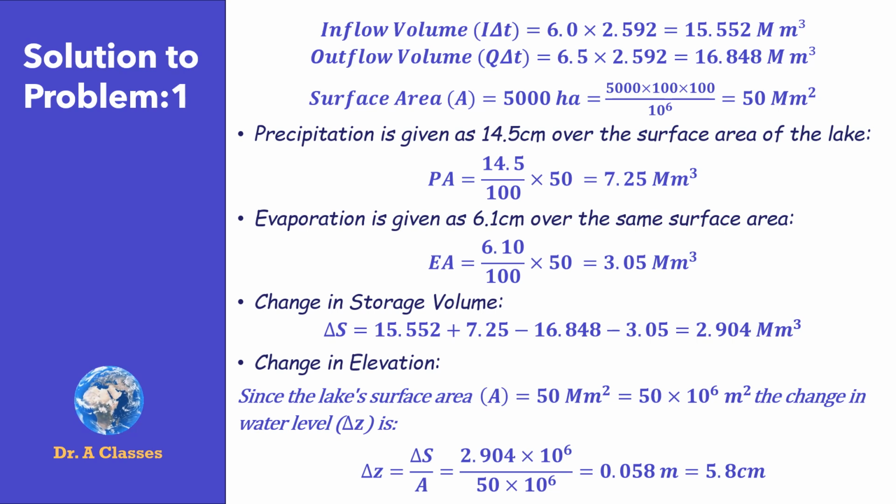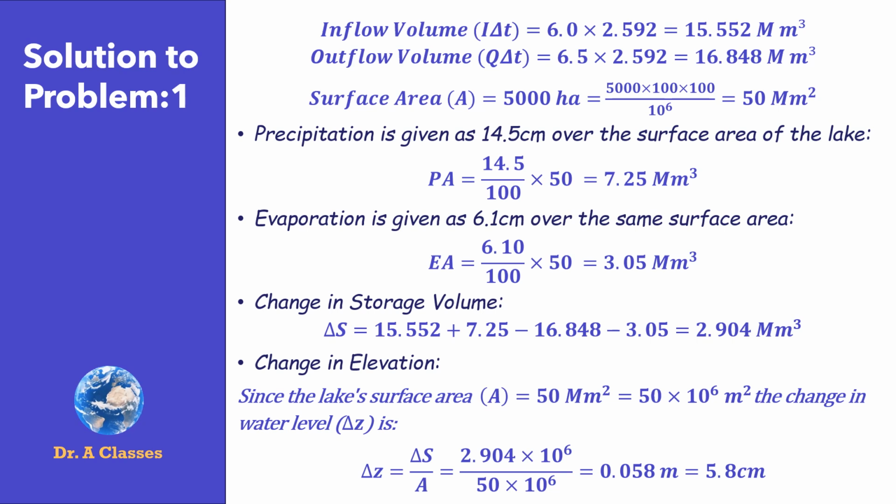Inflow volume is calculated by multiplying inflow rate with time interval, which is equal to 6.0 meter cube per second into 2.592 million seconds equal to 15.552 million meter cube. Outflow volume is calculated by multiplying outflow rate with time interval, which is equal to 6.5 meter cube per second into 2.592 million seconds, that is equal to 16.848 million meter cube.